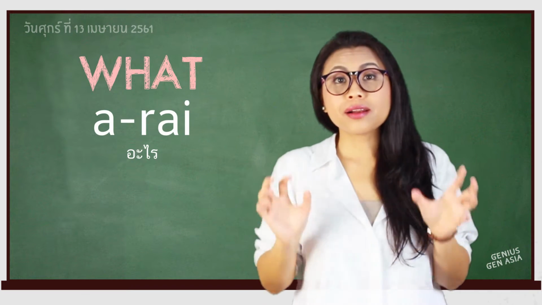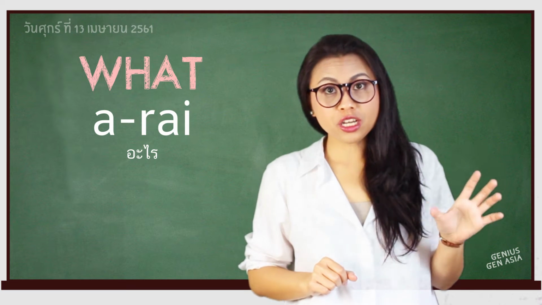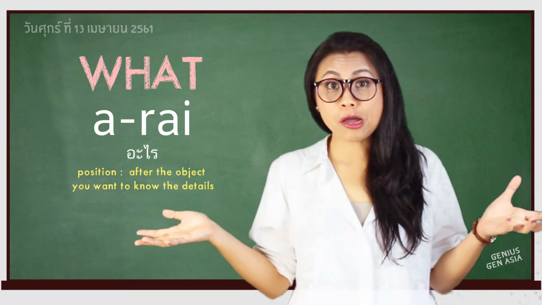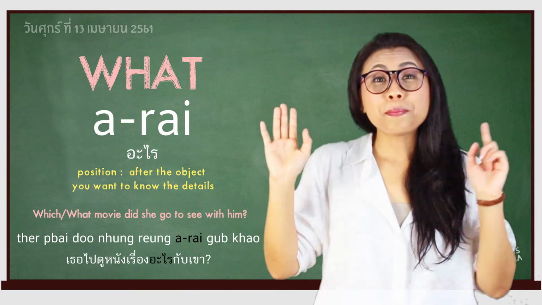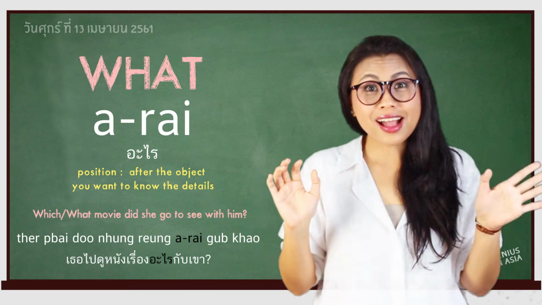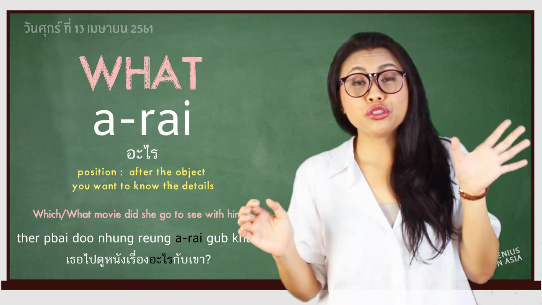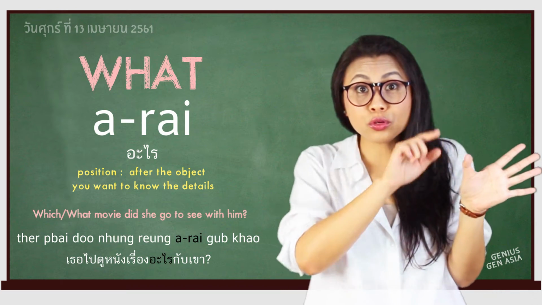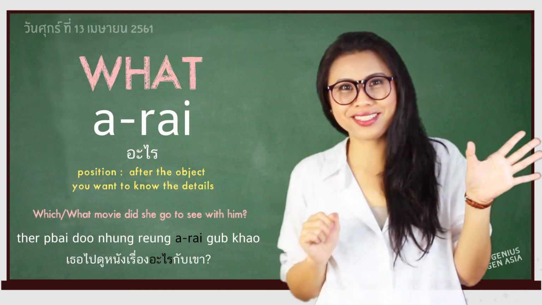You just put อะไร at the position of the details you would like to know. For example, เธอไปดูหนังเรื่องอะไรกับเขา. So you just put the word อะไร at the position that you want to know the details.